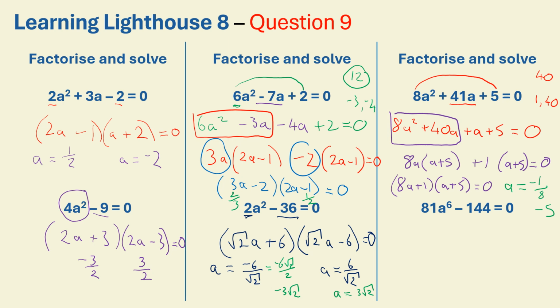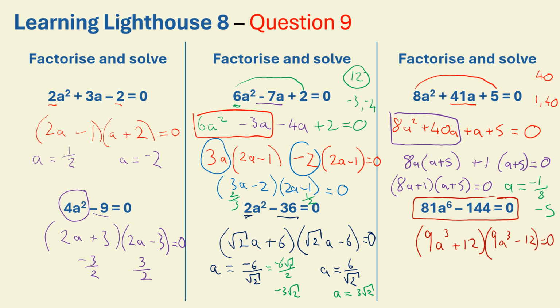So what we're going to do here, well, if we square root 81, we get 9. If you square root a to the 6, you get a cubed. So that's where we're going with a very hidden difference of two squares. So we then got a square root of 144 is 12. And we've got 9a cubed minus 12. Then it's a case of solving that.